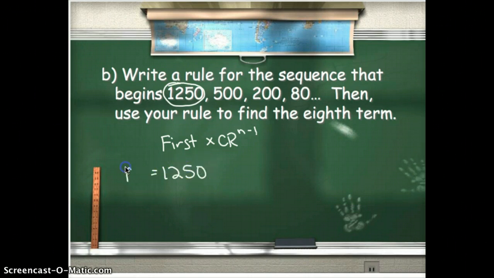So I'll write a sub n equals, then the common ratio. This time is a little trickier because it's maybe not obvious to say, hey, what do I multiply 1250 by to get 500? So remember, you can just do 500 divided by 1250 if you want. And you can see that the common ratio is 0.4. Okay, so to the n minus 1. If I'm trying to find the 8th term, I'm going to go to the 7th. So I'll do 0.4 to the 7th power times 1250.